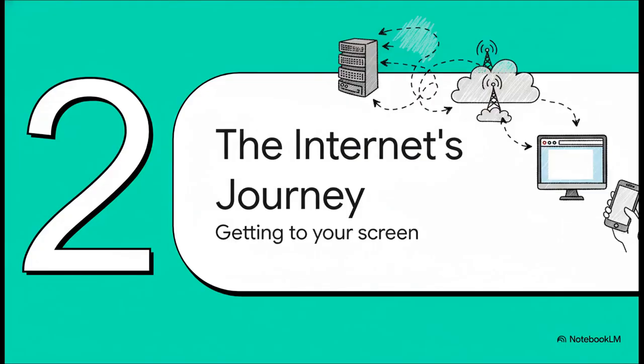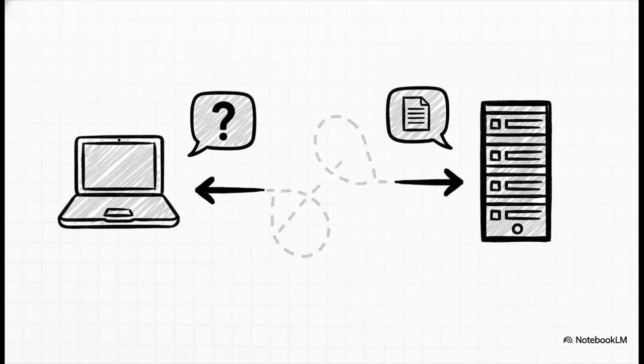Okay, so now we know what a web page is made of. We understand the blueprint. But how does that blueprint, all those files, get from a computer somewhere far away all the way to your screen? At its very core, it's just a simple conversation. It's a little chat between 2 computers. There's your computer, which we'll call the client, and the website's computer, which we'll call the server. One asks for something, and the other responds.